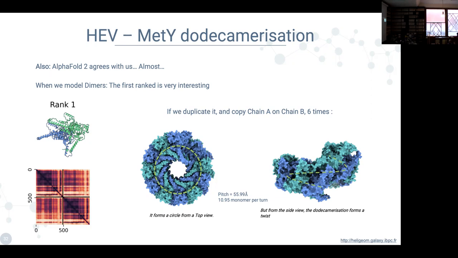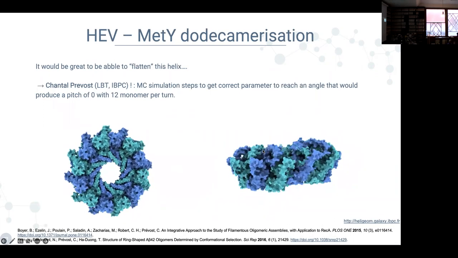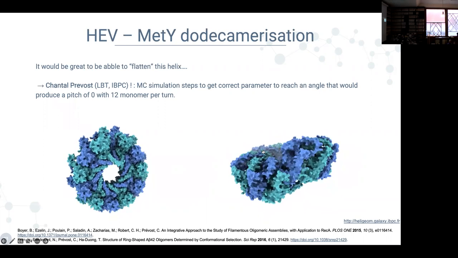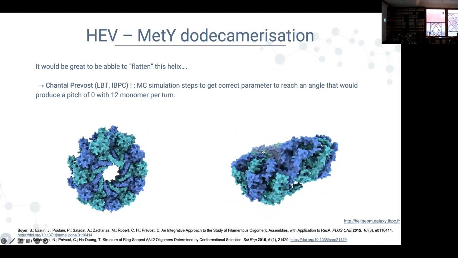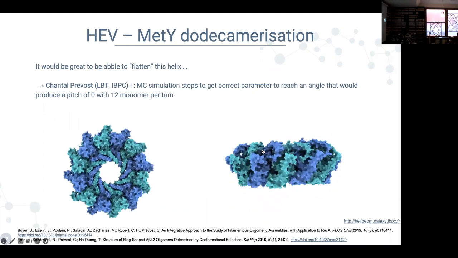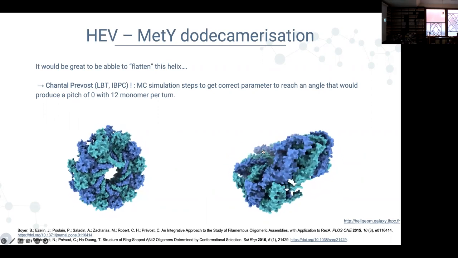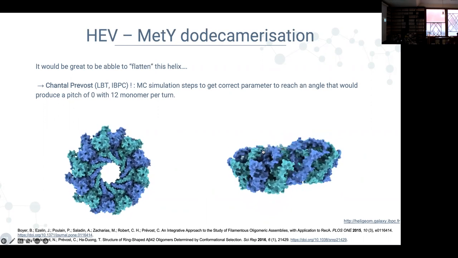So it's not perfect. This was made with a tool developed here by Chantal Prévost. At a congress a few weeks ago, she told me, oh, you should use it, you see, it's very great. And she also told me, but you see, if it's a bit pitched like this, I have something to flatten it. I said, well, Chantal, please, it would be very great. And this is what she did. A few days after I gave her the dimers, she gave me a perfect modelization of our dodecamer like this.